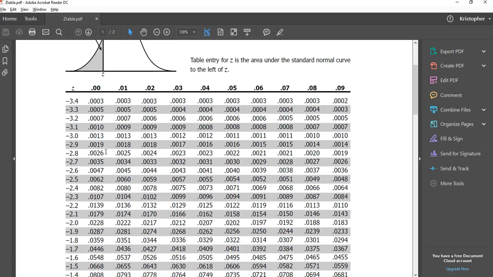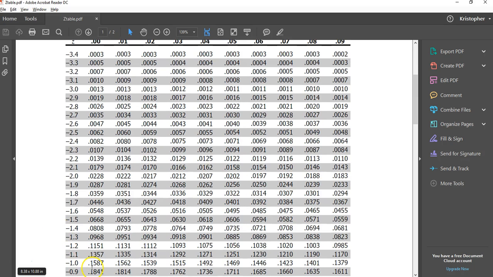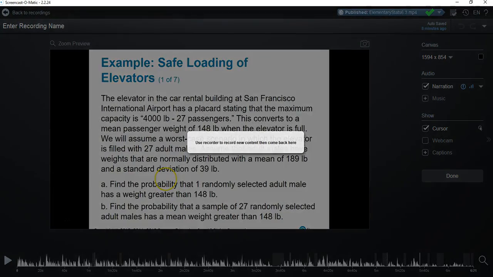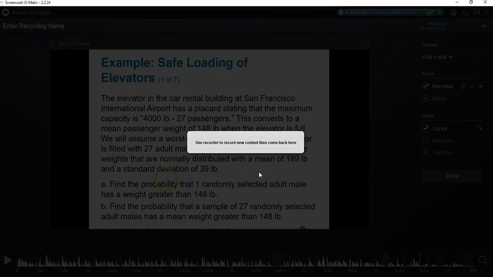Now that was negative 1.05, so we got 0.1469, and subtract that from 1. So that would be 1 minus 0.1469, and that gives us 85.31 using the z-table.